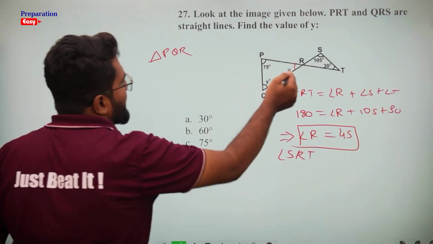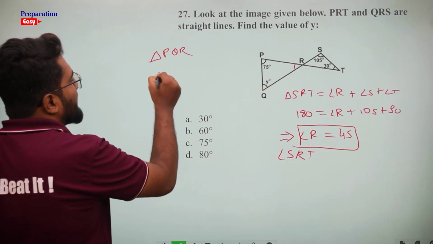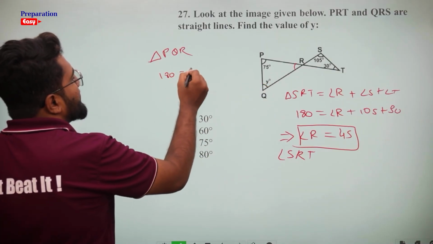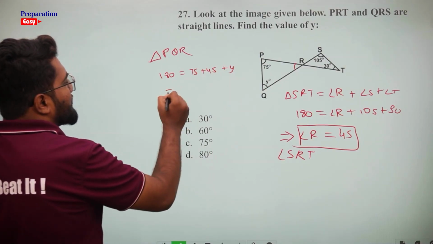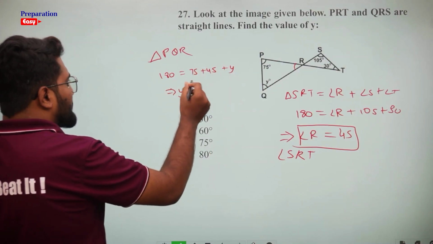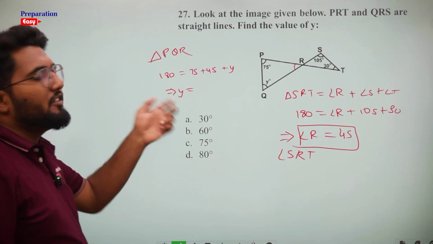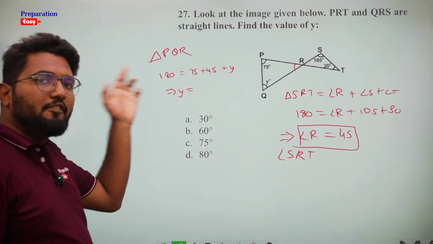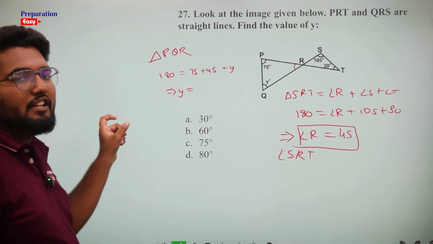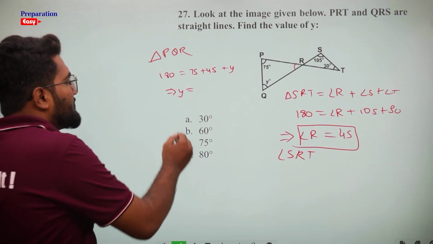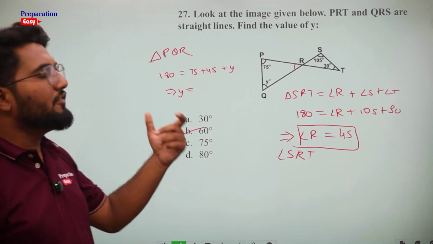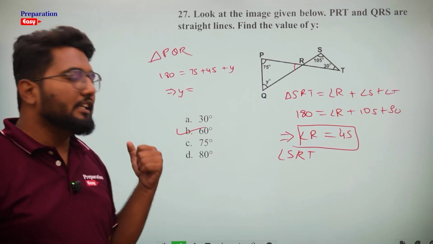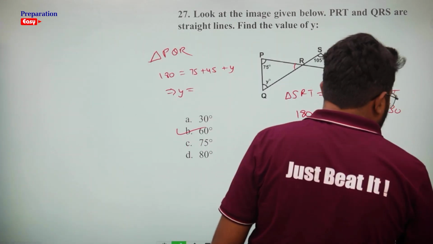So 75 plus 45 plus y will become 180. 180 equals to 75 plus 45 plus y. That gives y equals to, 75 plus 45, 5 plus 5, 10. Carry 1, 120. 180 minus 120 will become 60. So our correct answer will be 60 degree. The value of y will be 60 degree. Okay. Let's move towards next question.